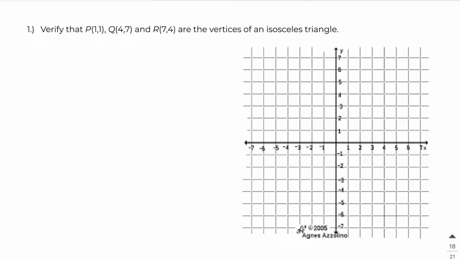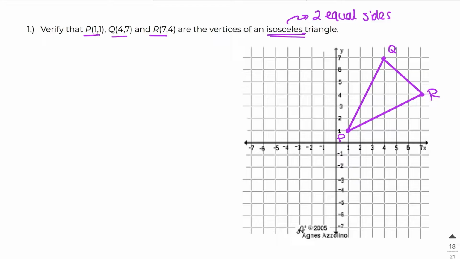All right, people, let's put this into effect. Let's apply this. The question says for number one, verify that P, Q, and R are the vertices of an isosceles triangle. So I'm going to graph out my points. P is at (1, 1), Q is at (4, 7), and R is at (7, 4). So this is P, this is Q, this is R. In order for me to show that it is an isosceles triangle, an isosceles triangle requires two equal sides.